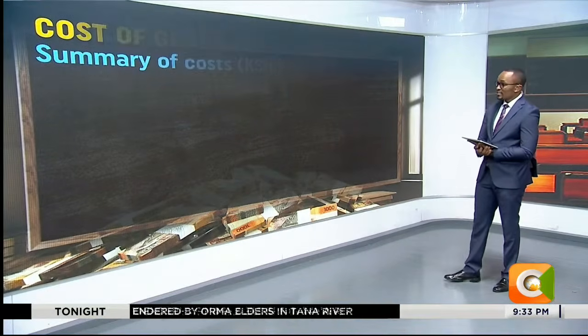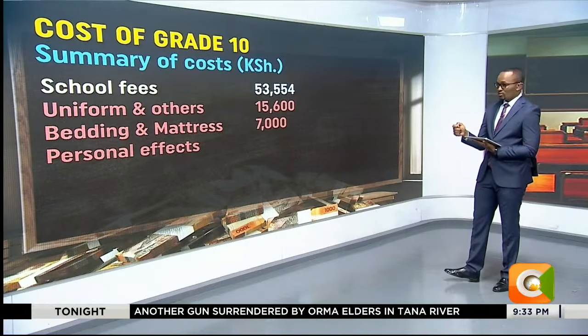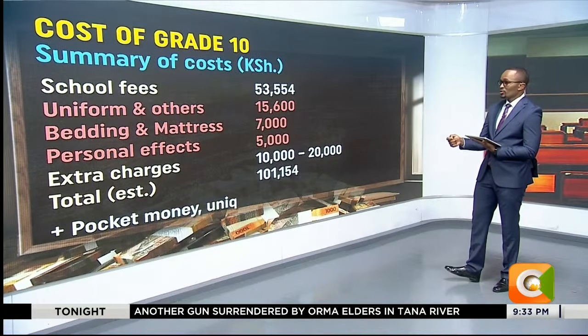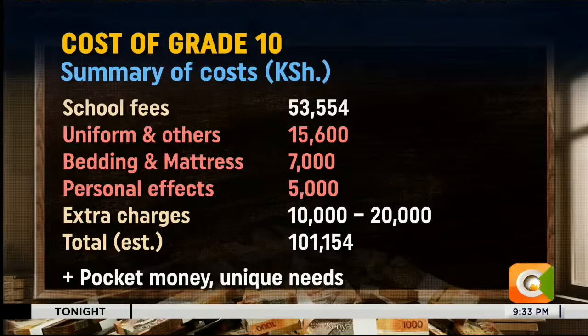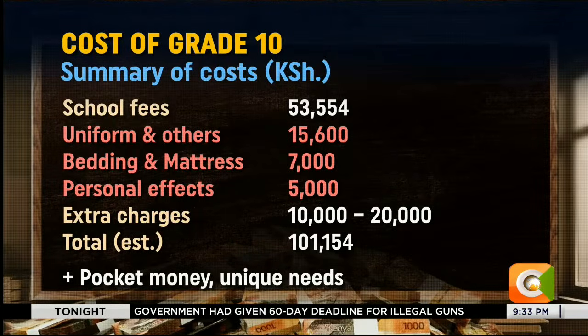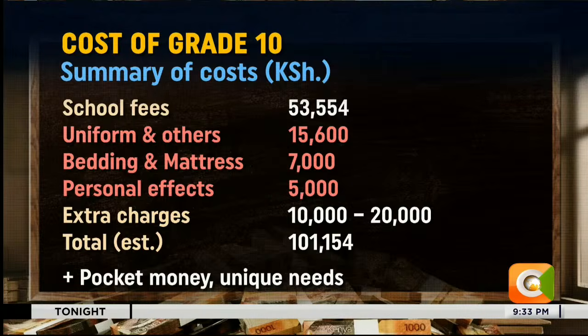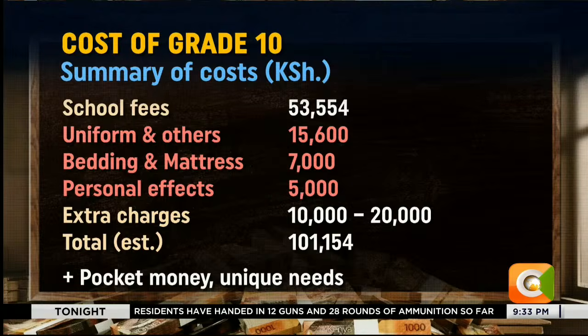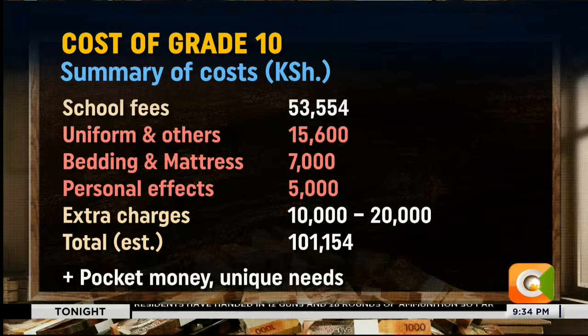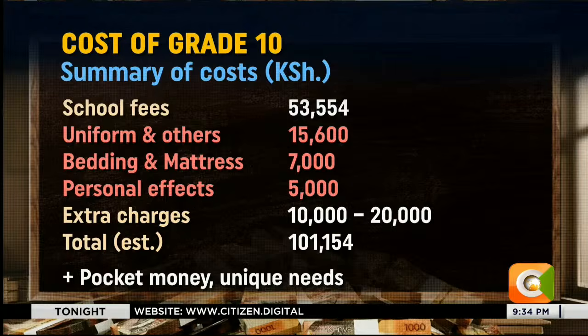So what's more, in summary, if you're joining a Cluster 1 school in an urban area, you will require school fees of up to 53,554 in a year. Remember, first term you must pay half of that. For uniform and others, that may require you some 15,600 shillings. It may be higher for some schools depending on where they are located, where you're buying the uniform. Is it at the school? Is it privately? Is it at a particular shop you've been sent by the school? You require bedding and mattresses. It may cost you up to 7,000 shillings. Personal effects, including towels, slippers, and others, may take you about 5,000 shillings.